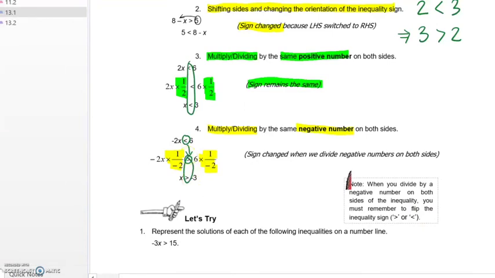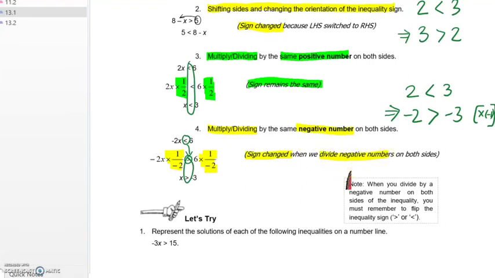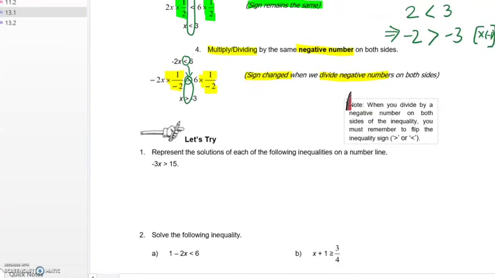So here notice that the sign has changed, and then it stays the same after that. Alright, if I may demonstrate this in another way, if you have 2 again is less than 3, then multiplying by -1 to both sides, you will have -2 and -3, and now -2 is actually greater than -3. So again, you can see that the sign has changed. Similarly, the sign changes when we divide or multiply by negative numbers. Okay, let's move on to the let's try.